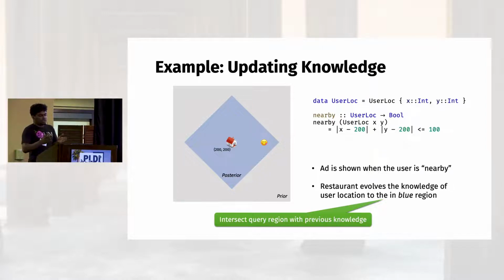Even though the nearby query returns true, just by looking at the result of the query, let's say if it's true, you know that the user is within this blue diamond, or if not, then it's in this gray area, right? So by looking at this response, the restaurant can learn where the user is. And formally, how this is done is the restaurant started off with this gray rectangle that I showed, and the region that the nearby query encloses, you intersect those two regions, and that's how you get that.